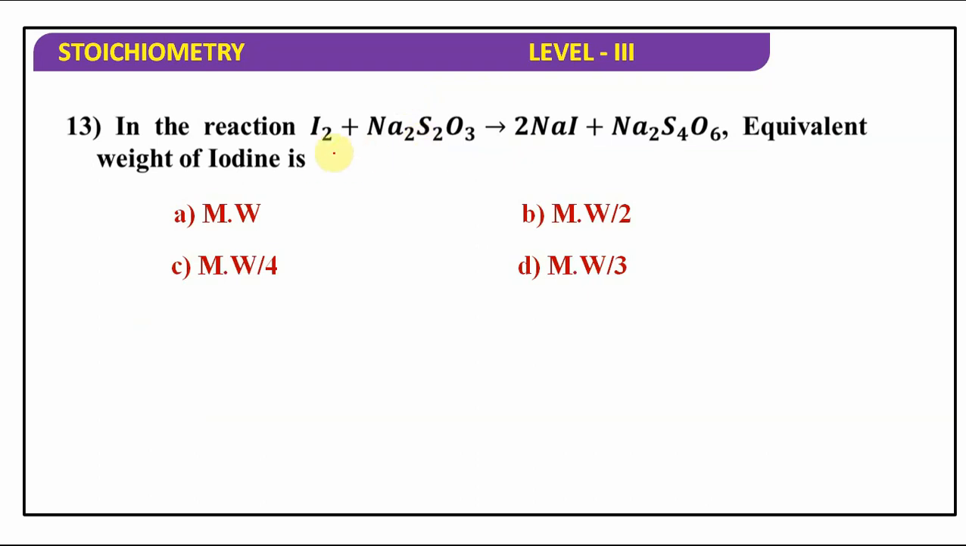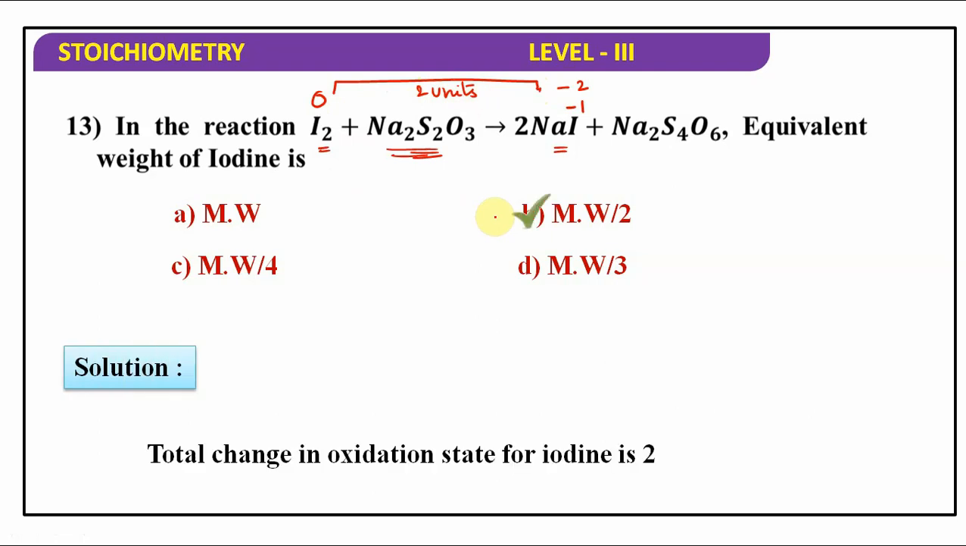Here in this reaction, I2 plus sodium thiosulfate, the common name is hypo, chemical name is sodium thiosulfate, giving rise to 2NaI. I2 oxidation number is 0. Here I is minus 1, right? But 2 into minus 1 is there, so it changes to minus 2. Change in oxidation number will be how many units? 2 units are changing. So equivalent weight will be equal to formula weight upon change in oxidation number, which is 2 units. So molecular weight upon 2.